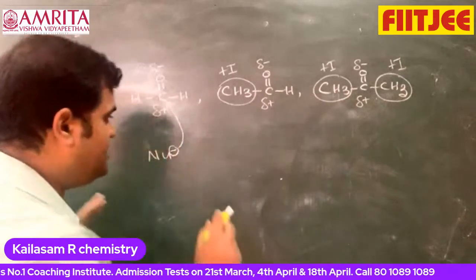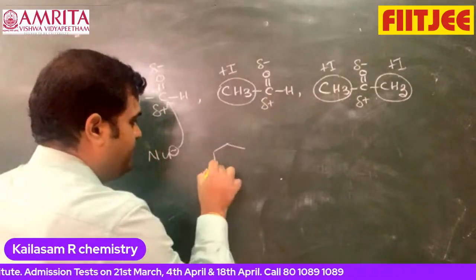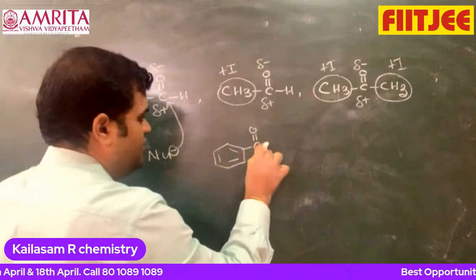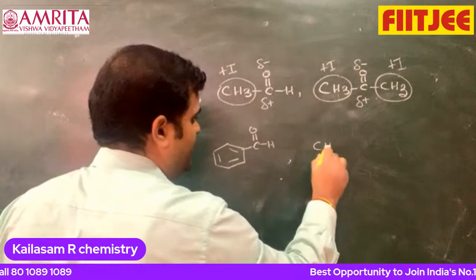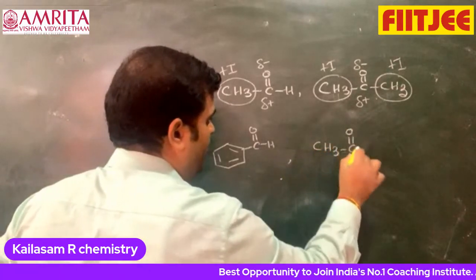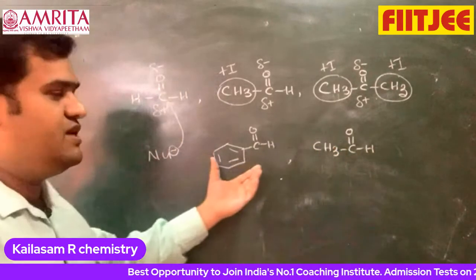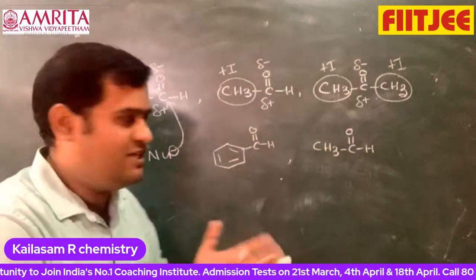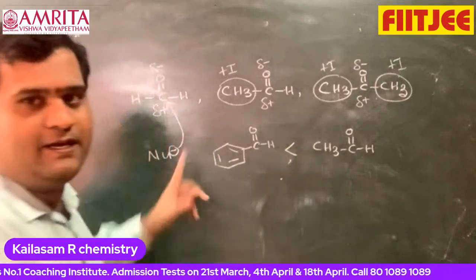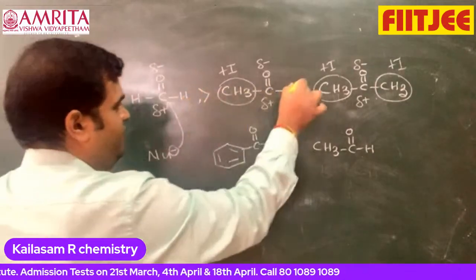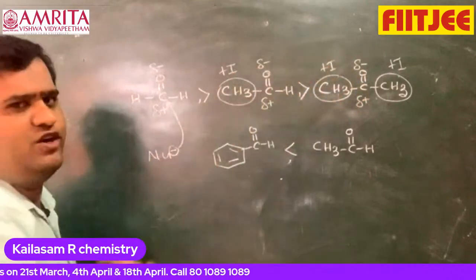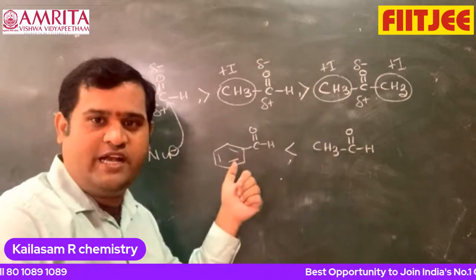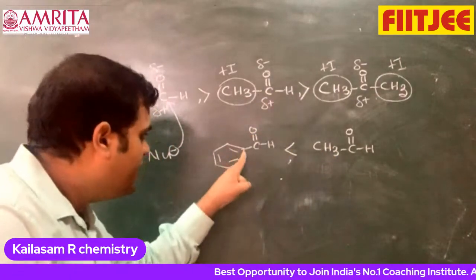And what about in the case of, look at this, I'm taking C double bond OH and I'm taking CH3 C double bond OH. Now what we can say? It's an aromatic aldehyde. This is the aliphatic aldehyde which will undergo nucleophilic addition faster. This I already told you, this is the order of reactivity of nucleophilic addition. Now, how did you say aliphatic aldehyde is more reactive than aromatic aldehyde towards nucleophilic addition? Here what is happening?